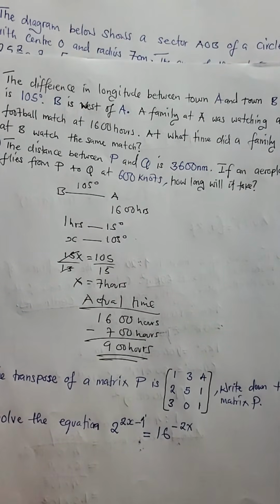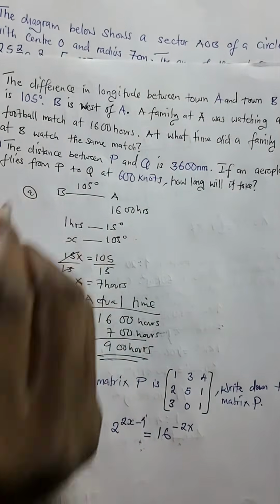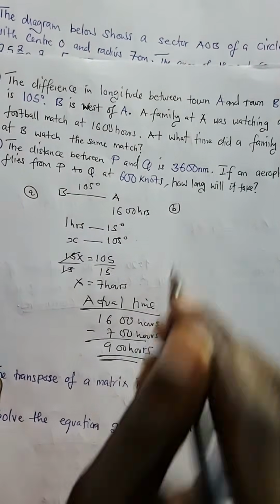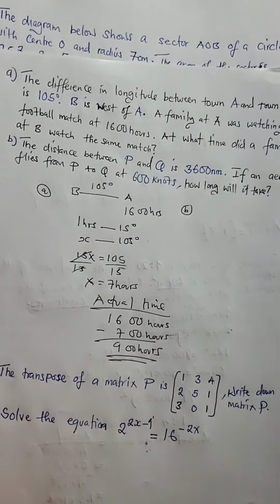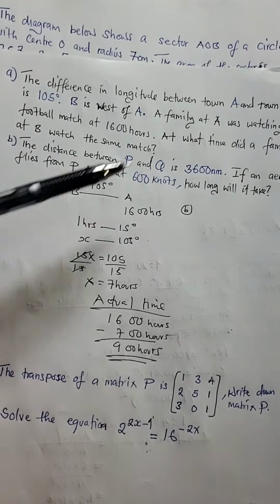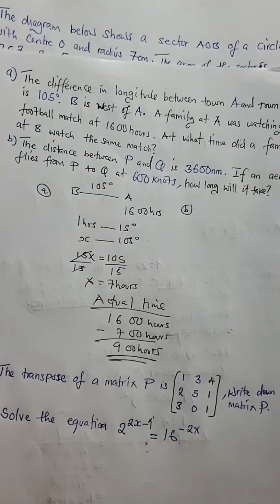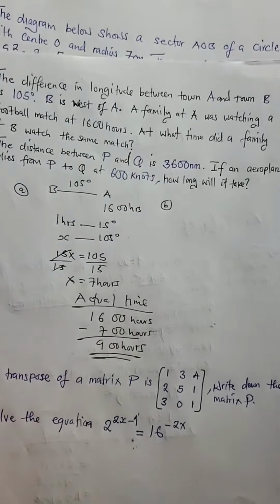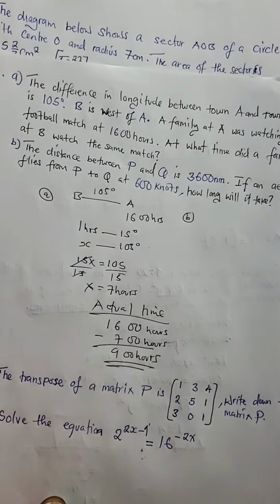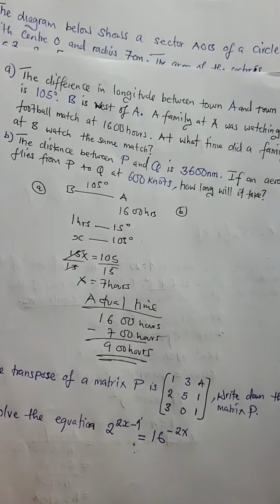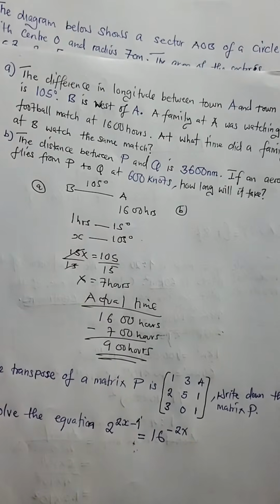Let's go to question. Oh, we still have question B here. I thought we were done. So this is question A. You indicate nicely. Let's go to question B. Question B is saying the distance between P and Q is 3,600 nautical miles. Okay, nice. If an aeroplane flies from P to Q at 600 nautical miles per hour, which is in knots, how long will it take? This is simple.